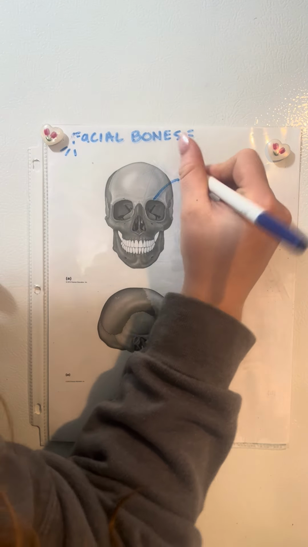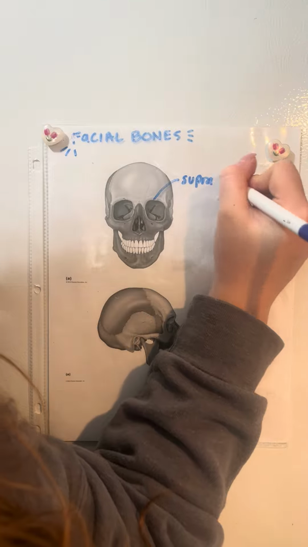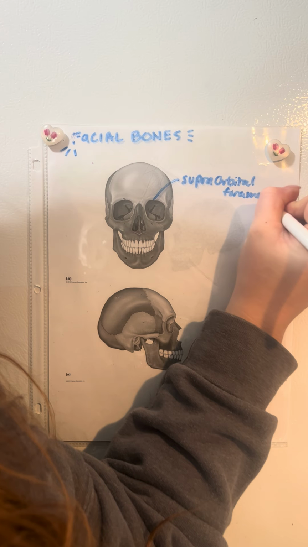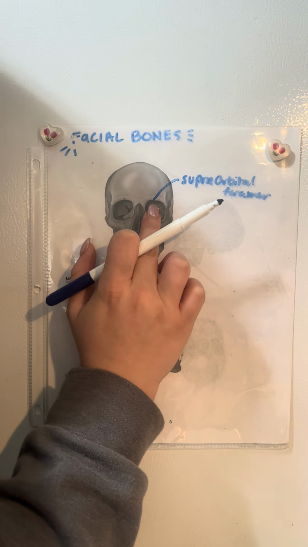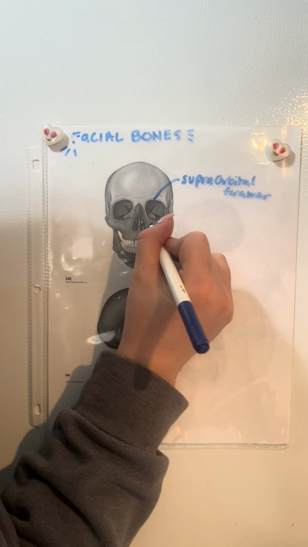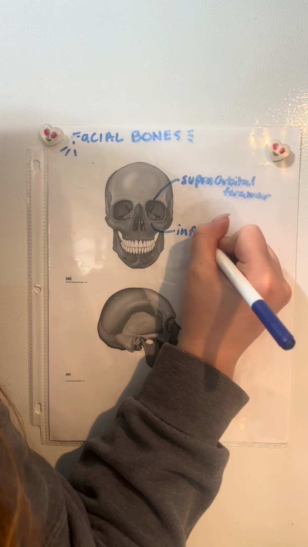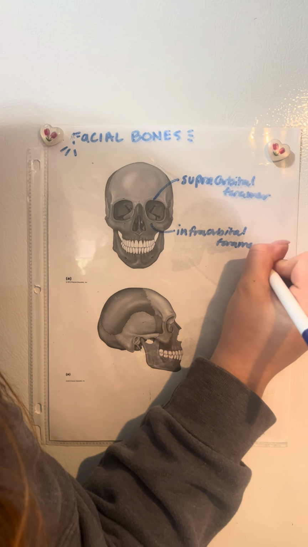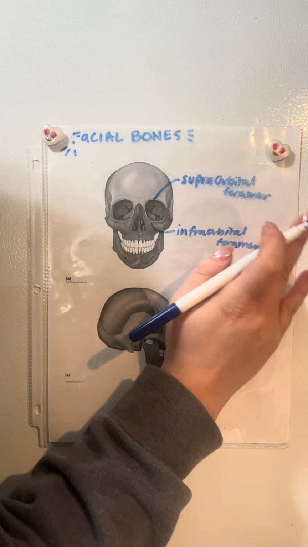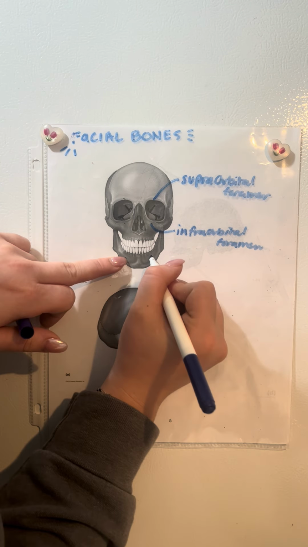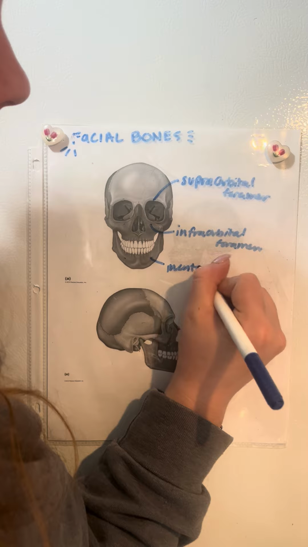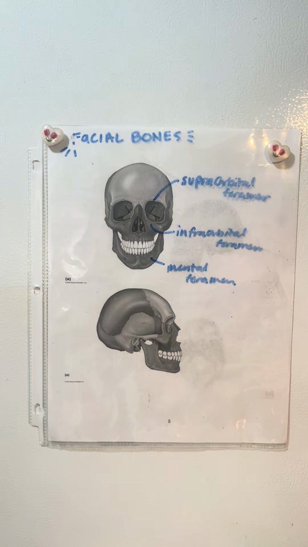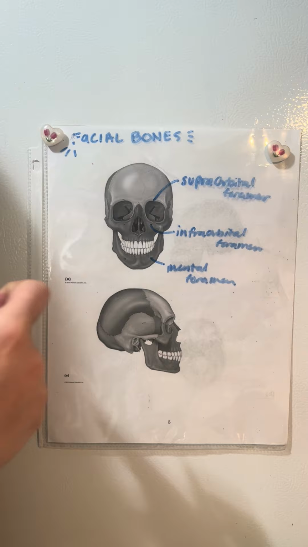This is the supraorbital foramen. I remember this because super is above. This is the highest one. And this is inferior to that, so that is the infraorbital foramen. We also have one more, and that is the mental foramen. So those 3 foramens make up parts of the face.